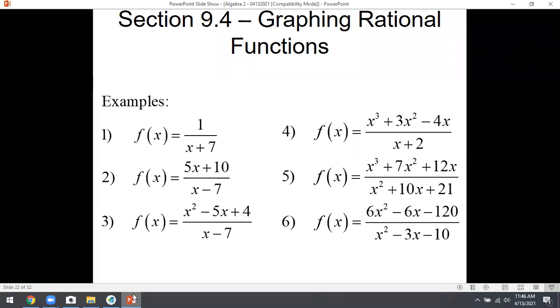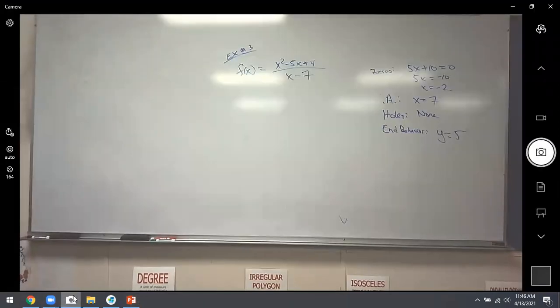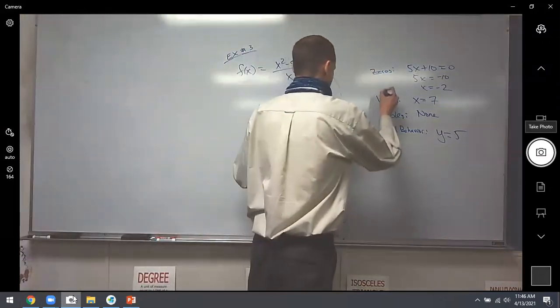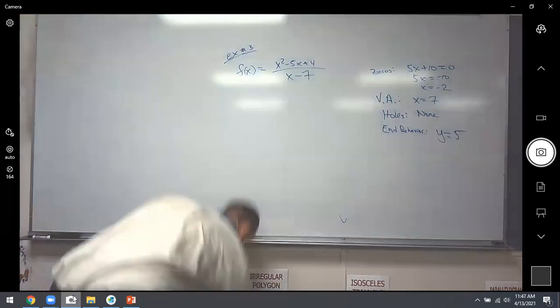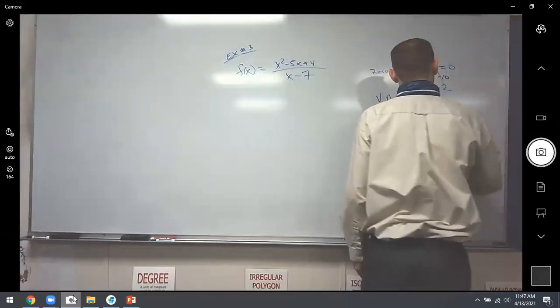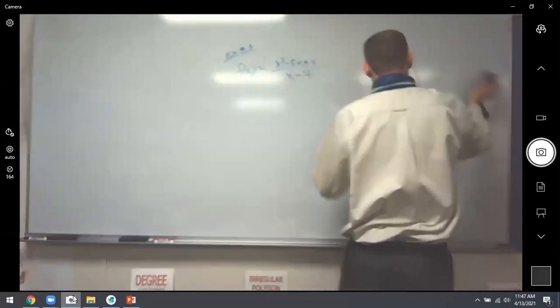Here's example number 3 for you guys. They get gradually a little bit more interesting. f of x is x squared minus 5x plus 4 all on top, divided by, again, x minus 7. So we'll start our analysis in the exact same way. We'll start talking about the zeros and the vertical asymptotes and the holes and all this stuff, all 4 of these concepts today. These are the big 4.